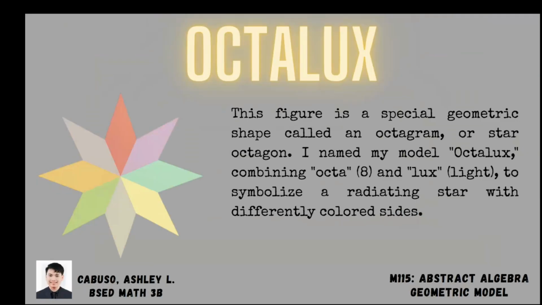Let's begin with the shape itself. Octalax is an octagram, also known as a star octagon. It has 8 points, kind of like a twinkling star, and it looks both elegant and mathematical. The name Octalax is a combination of two words. Octa means 8 and lax means light. I chose this because the model shines with symmetry and balance, like a glowing star.